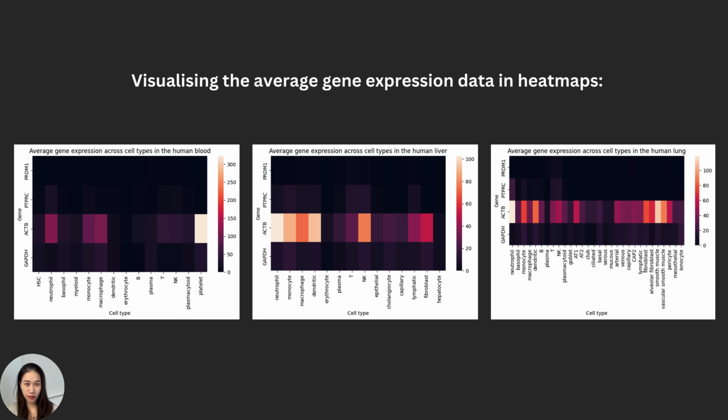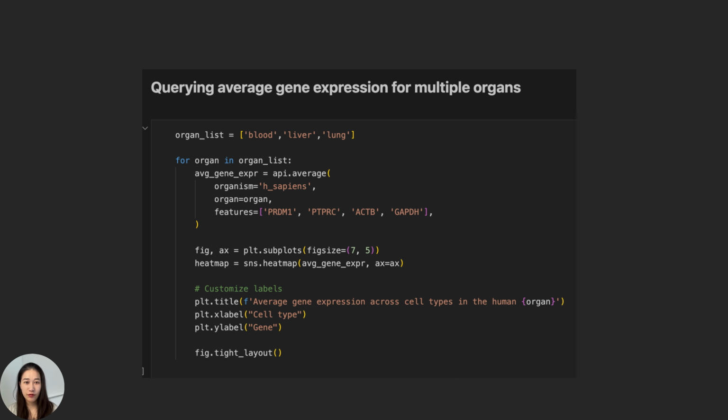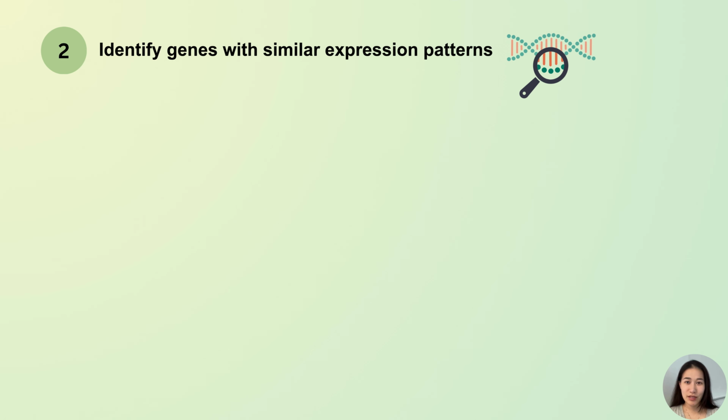Now we have run the code. Let's take a look at the heat maps. The housekeeping gene ACTB is consistently highly expressed across all different cell types and organs, while GAPDH shows moderate but more variable expression. If you have other genes or organs you want to explore, just follow the same pattern. Modify the features or organ list in the code above, and the API will return the data you need. Moving to the next part of this tutorial.